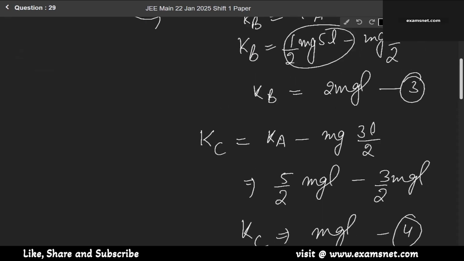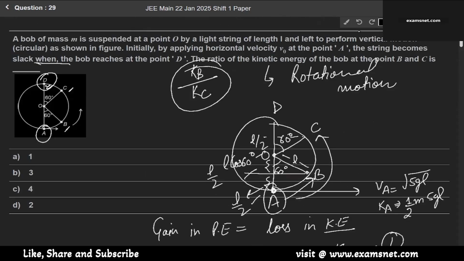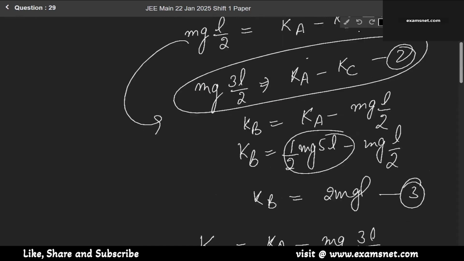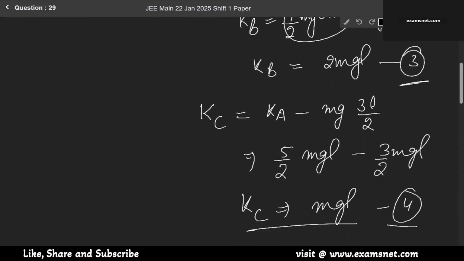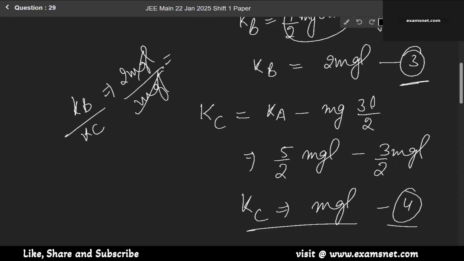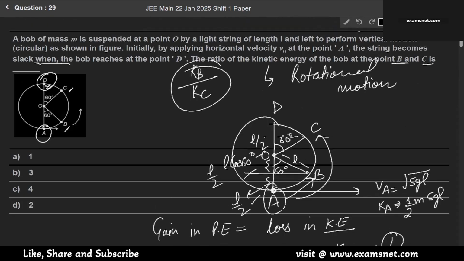And we are asked to find the ratio at points B to C. So from these two equations 3 and 4, Kb over Kc will be equal to 2mgL over mgL. So it will be 2 by 1, means 2 ratio 1. So the correct answer is 2 ratio 1, which means option D is the correct answer.